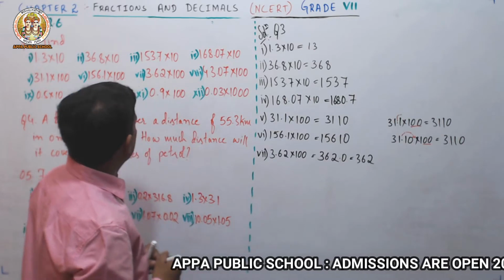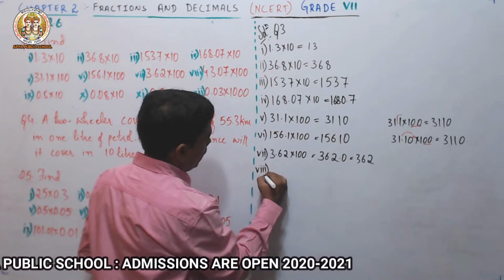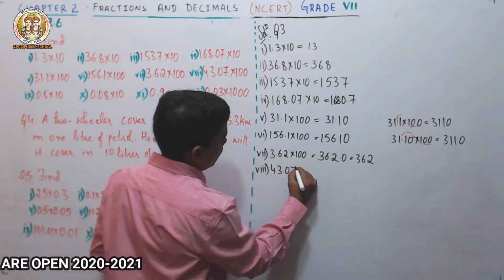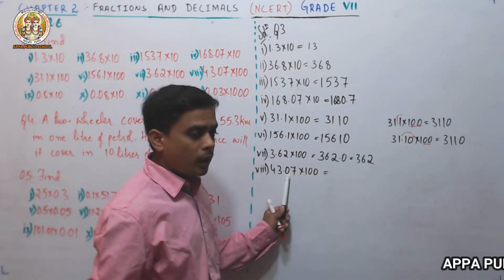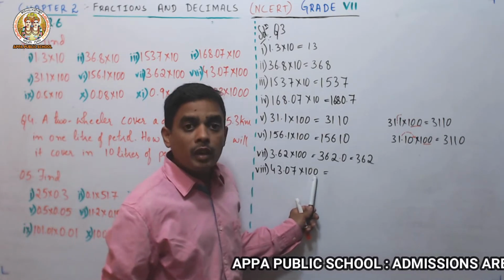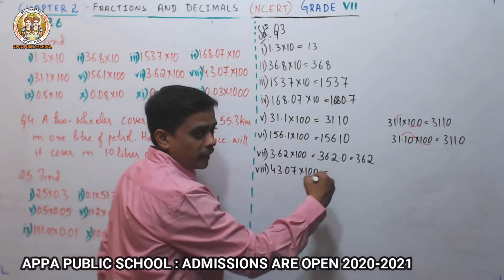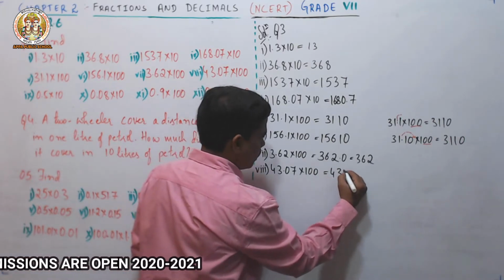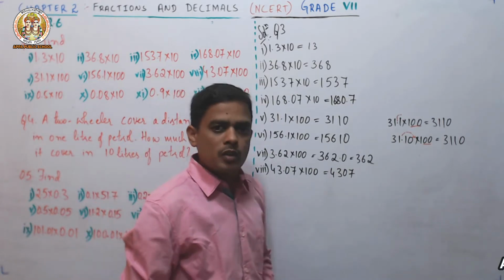Got it? Next, the 8th one. Question number 8 is 43.07 multiplied with 100. Here also, after the decimal point, how many numbers are there? 2 numbers are there. Multiplied with 100 means 2 zeros. So I will shift this decimal point towards the right by 2 positions. Therefore it will be 4307. 4307.0 is nothing but 4307 only.